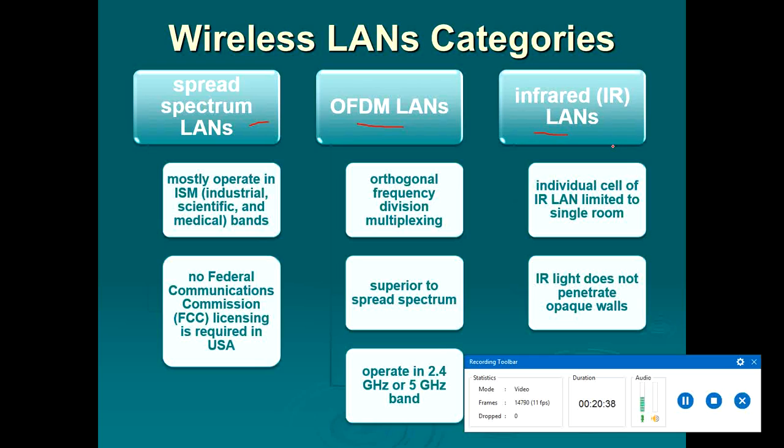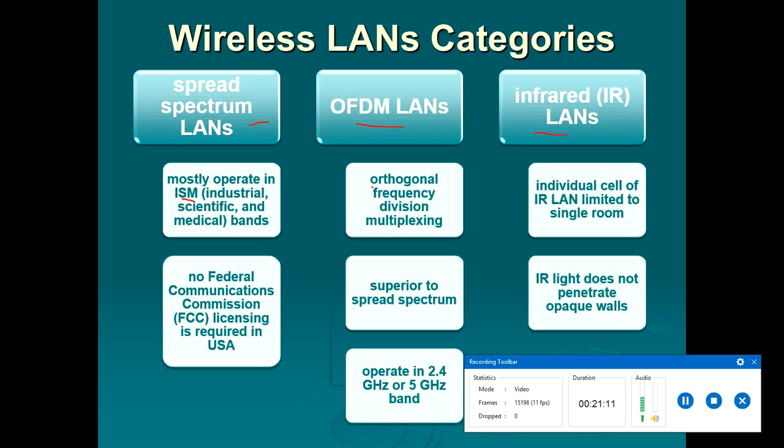Now what are these and where do they operate? Spread spectrum LAN. This type of LAN makes use of the spread spectrum transmission technology, and these LANs operate in the ISM, industrial, scientific and medical bands, and the 2.4 gigahertz microwave band, so that no federal communication FCC licensing is required.